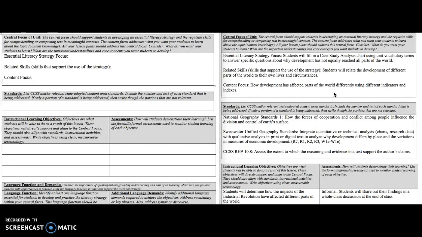As for related skills, they wrote students will relate the development of different parts of the world to their own lives and circumstances. And for content focus, it is how the development has affected parts of the world differently using different indicators and indexes.